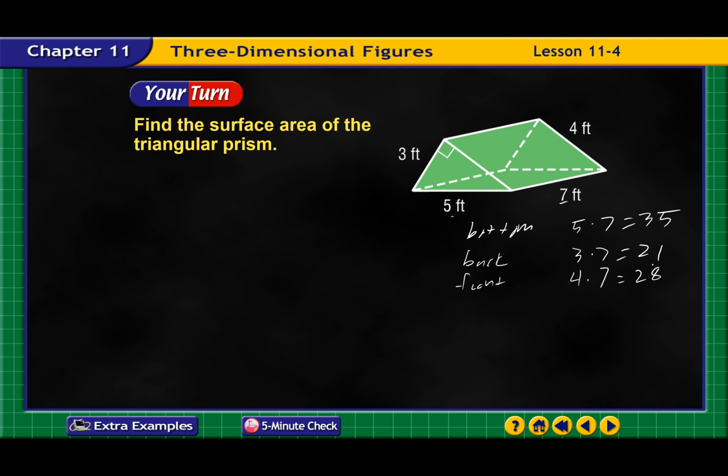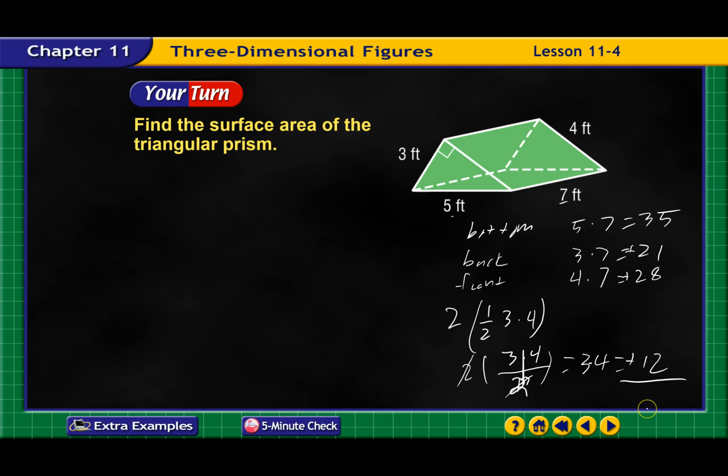And then the last one, we'll take each of the sides. Now, where's the 90-degree angle? So it's going to be 1/2 times 3 times 4. And there's 2 of them, so we'd multiply it by 2. You could simplify this a little bit, so you could go 3 times 4 over 2, and then put 2 out here. These would cancel, which would just leave 3 times 4, which equals 12. So I'm going to add 35 plus 21 plus 28 plus 12, which comes out equaling 96 feet squared.